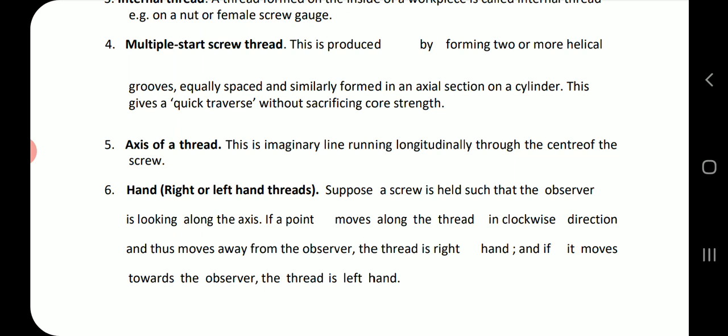Hand, right hand or left hand threads. Suppose a screw is held such that the observer is looking along the axis. If a point moves along the thread in a clockwise direction and thus moves away from the observer, the thread is right hand, and if it moves towards the observer, the thread is left hand.